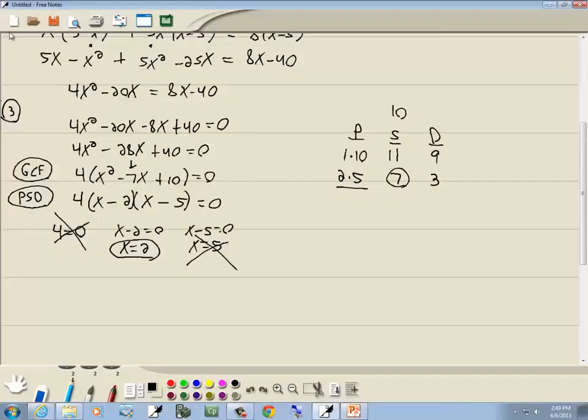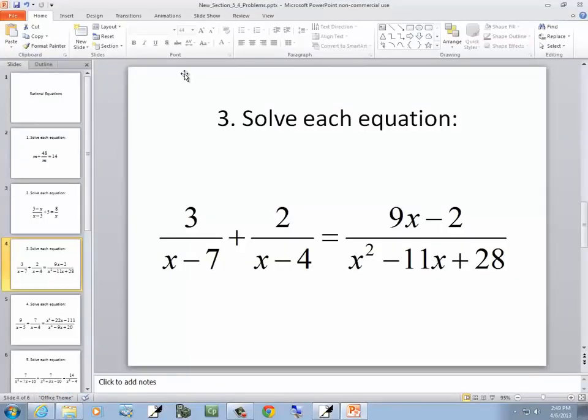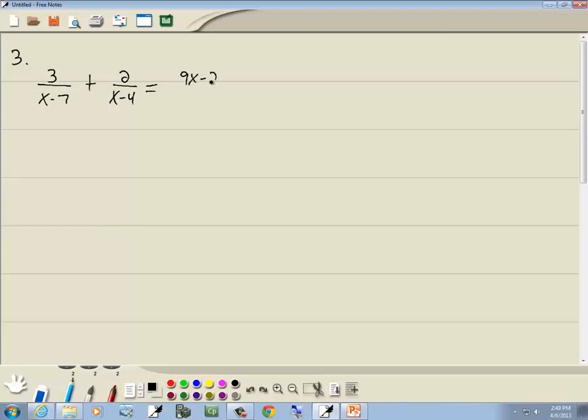Let's take a look at this one. We've got 3 over x minus 7 plus 2 over x minus 4 equals 9x minus 2 over x squared minus 11x plus 28.